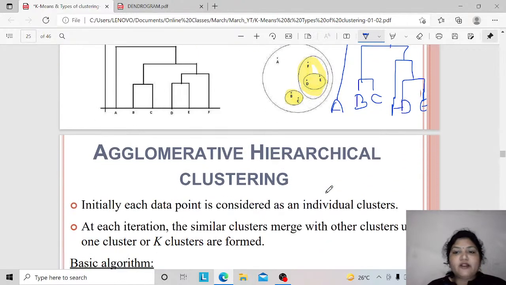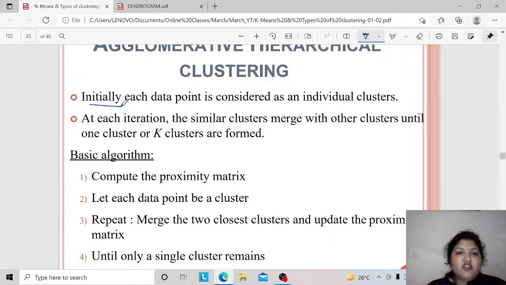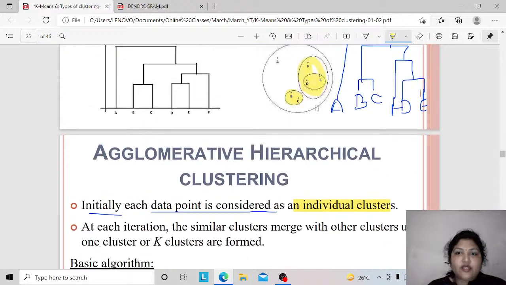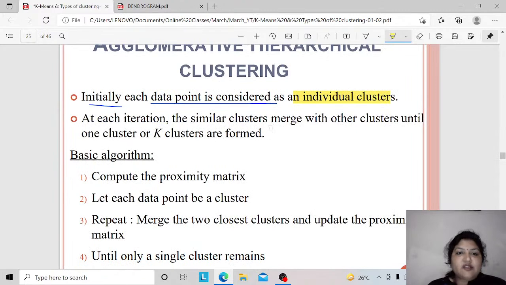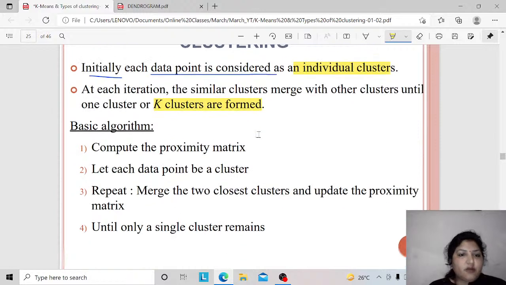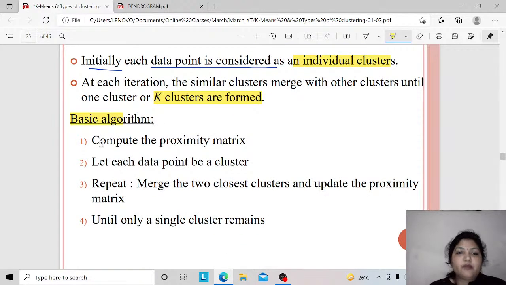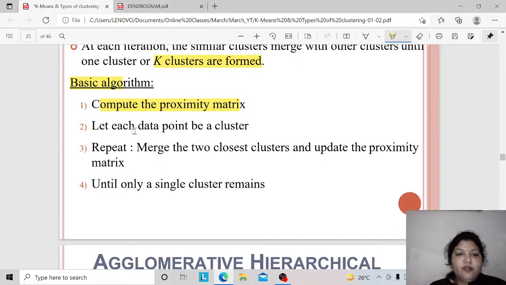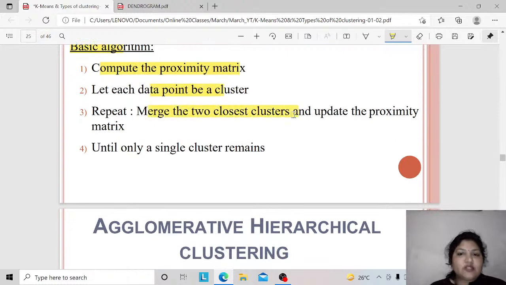Let us see numerically also how we are going to solve it. Initially each data point is considered an individual cluster. So you are not putting it into any cluster, you are taking it as a data point. At each iteration, the similar clusters merge with other clusters until one cluster or K clusters are formed. The basic algorithm is: compute the proximity matrix, let each data point be a cluster, and repeat: merge the two closest clusters and update the proximity matrix. I will be telling you how we update the proximity matrix and how it works, until only a single cluster remains.